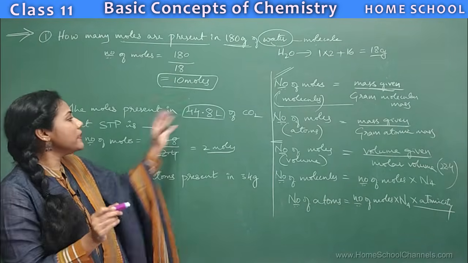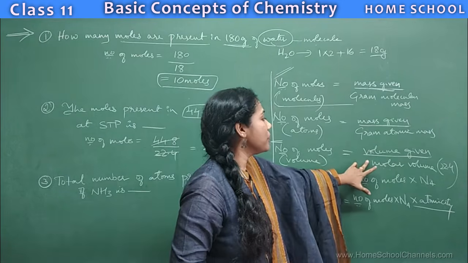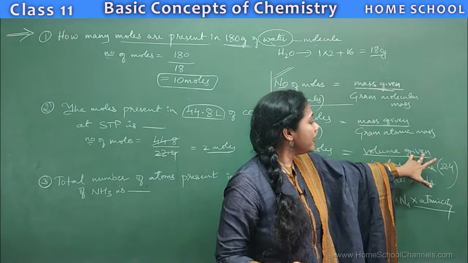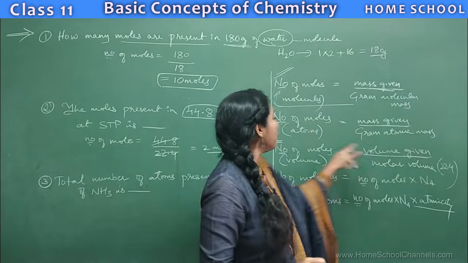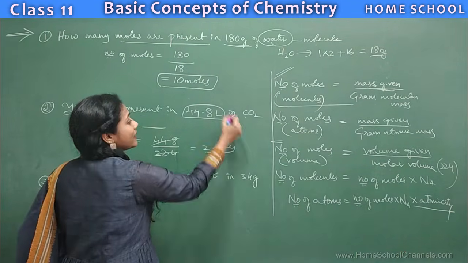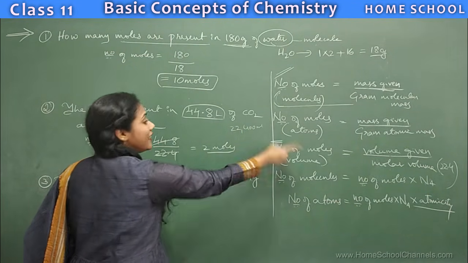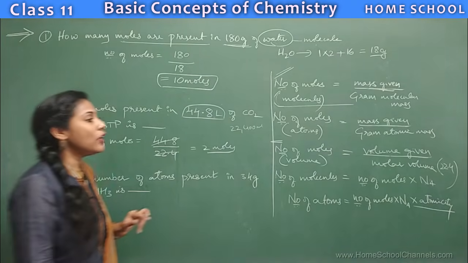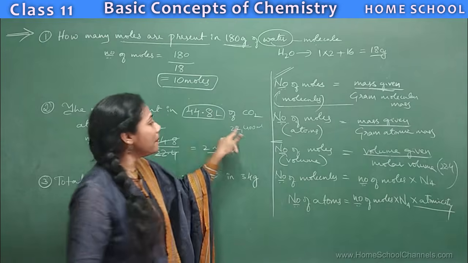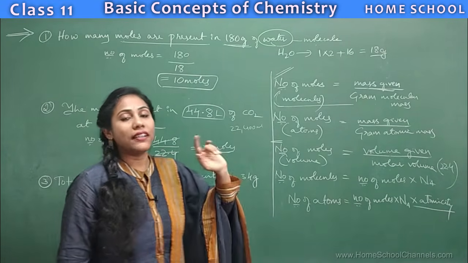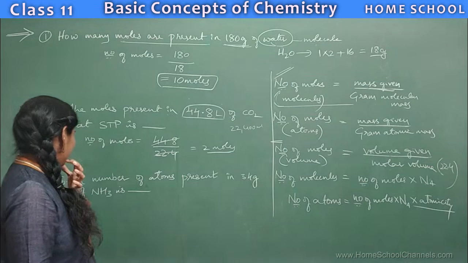So whenever volume is given, they are asking number of moles, then the third formula you have to use. Okay, if the volume is given in liters, you are using molar volume as 22.4 liters. If the volume was given in ml, then you have to use the value 22,400 ml in the denominator. Okay, molar volume in liters is 22.4 liters. Molar volume in ml is 22,400 ml. Okay, fine. And coming to the next question.